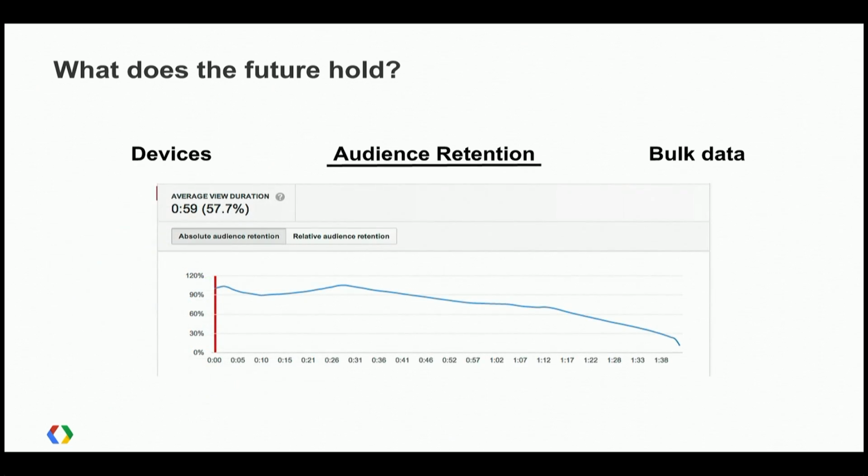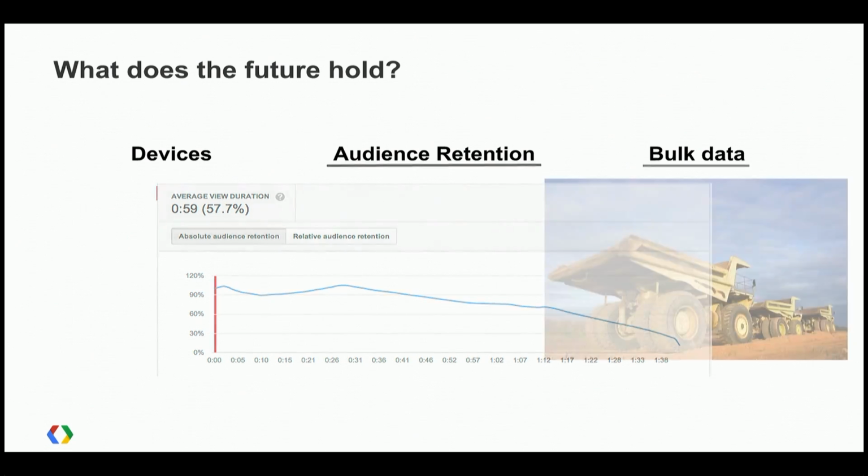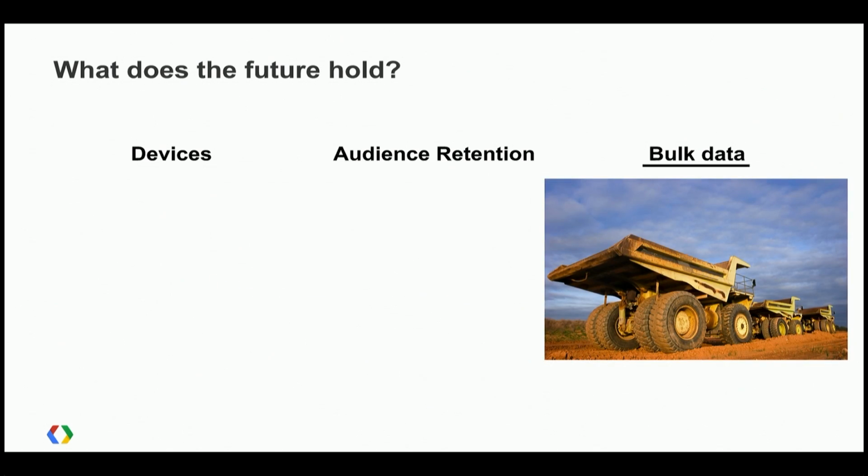Audience retention. Our audience retention curves are very, very useful, but have not been available in the API ever. We will make sure to add that soon. And then lastly, bulk data. Our API right now is designed around point queries. You ask a very specific question, and we give you a specific answer. This is great for dashboards, it's great for apps, et cetera.